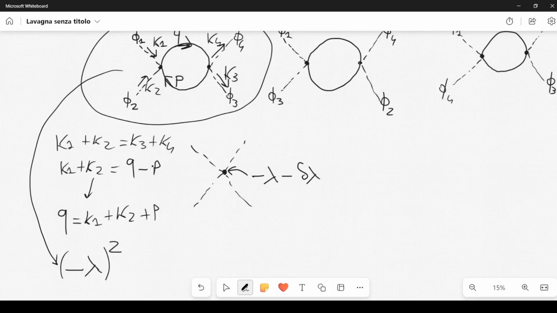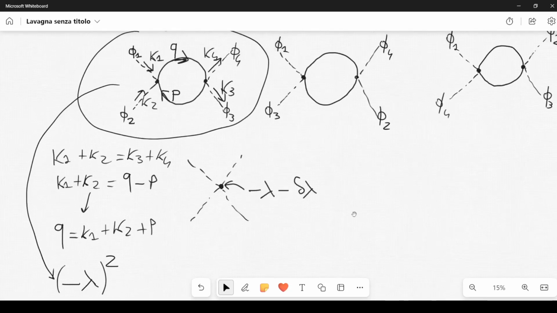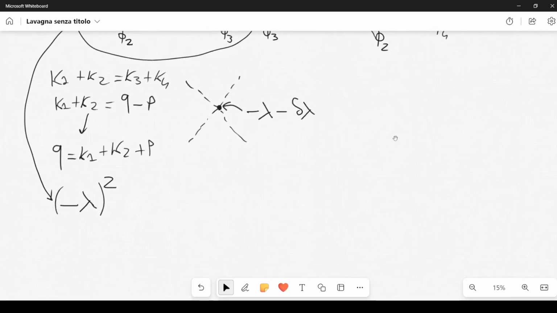So we are just considering lambda here. So we have minus lambda squared, which is of course just lambda squared. And we have to divide by the symmetry factor of this graph, which is 2. So we divide by 2. And then we have to integrate. I will specify the integration later.